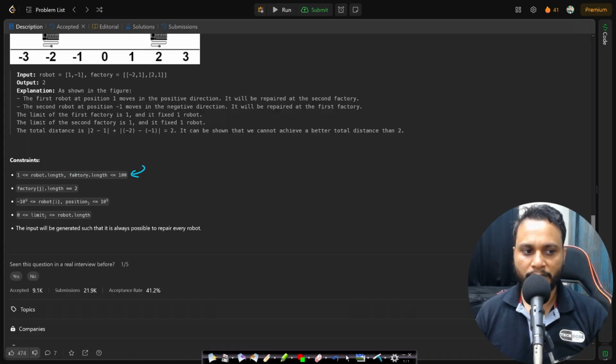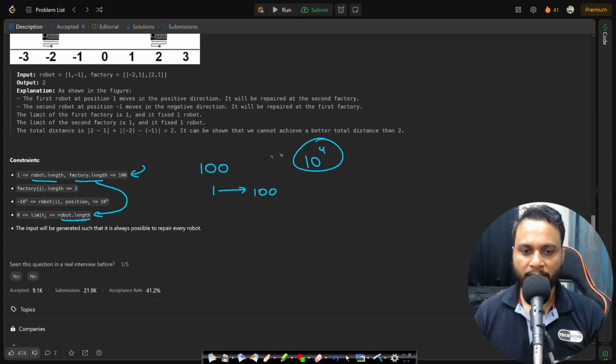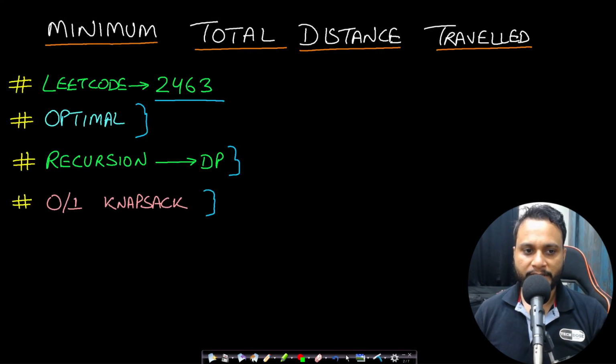Now, before looking at an example, let's look at the constraints given. In this problem, you are given 100 robots at max, and the factory's length is also 100, and each of the factories can have a limit value which is up to the robot's length. That means total factories can be 100 and each factory limit can be 100, so it can effectively repair a maximum of 10 to the power 4 robots, whereas the robots are always less than or equal to 100. It is also guaranteed that it will always be possible to repair all the robots. Therefore, you can conclude that the total factory capacity must always be greater than or equal to the number of robots, right? Now, let's look at an example for better understanding.